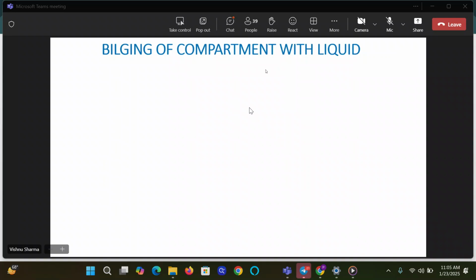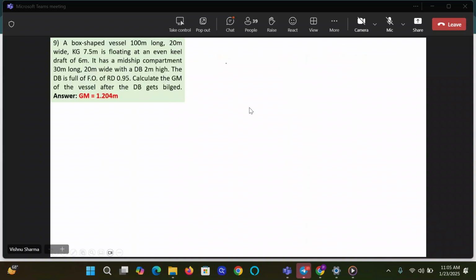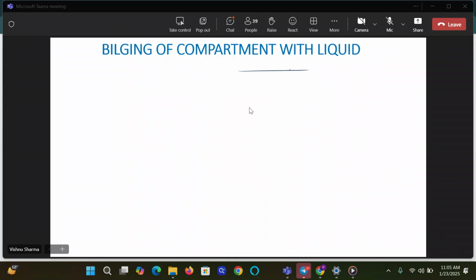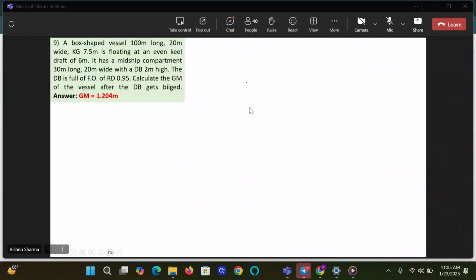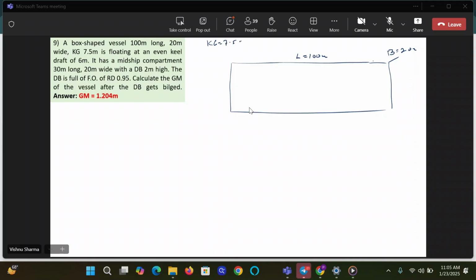let's say I take a DB here. Okay, let me do it in the question only. Here is a box-shaped vessel. Let me explain with this question. Length 100 meters, breadth 20 meters, KG 7.5, and floating at an even keel draft of 6 meters.